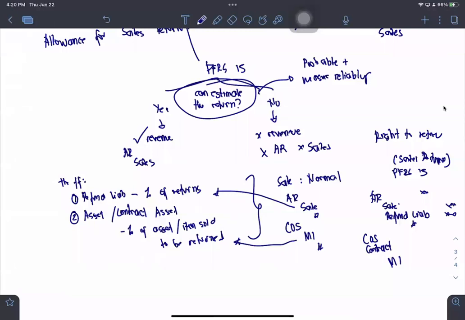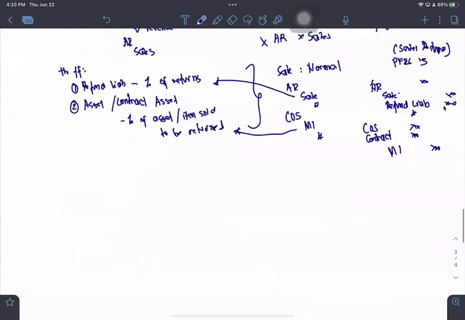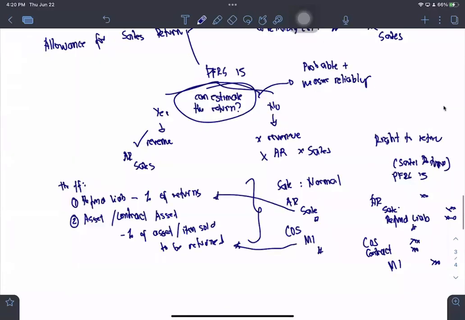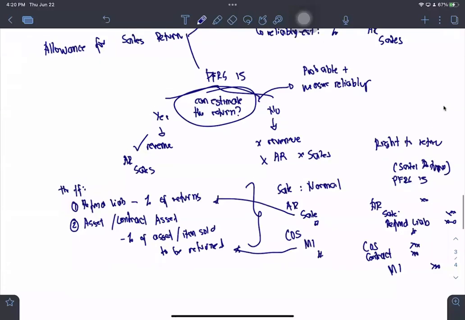Right? Merchandise inventory. So in short, guys, this is what PFRS 15 wants you to do. Whenever you have an AR, you account it for the amount of your sale and the amount of the possible returns or your refunds. So the amount estimated for the sale and the amount estimated for returns or refund.